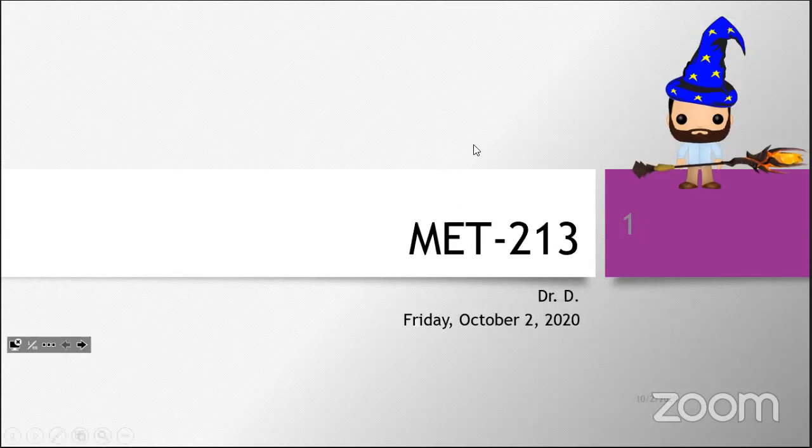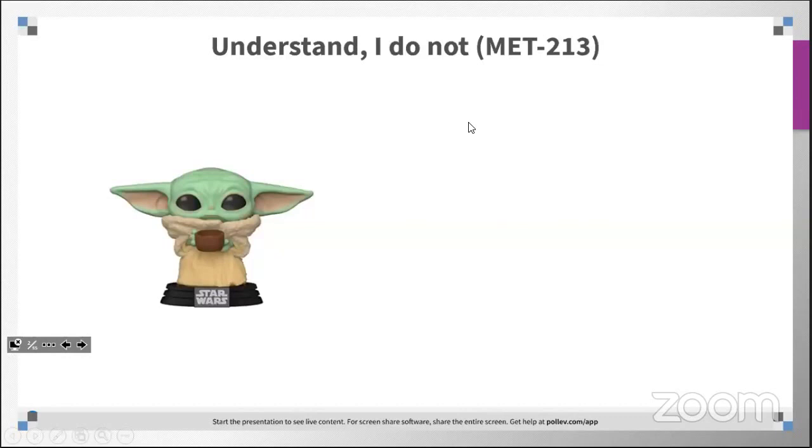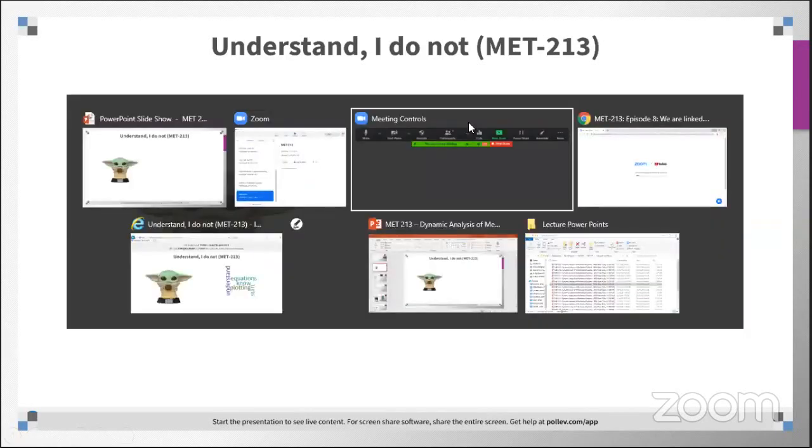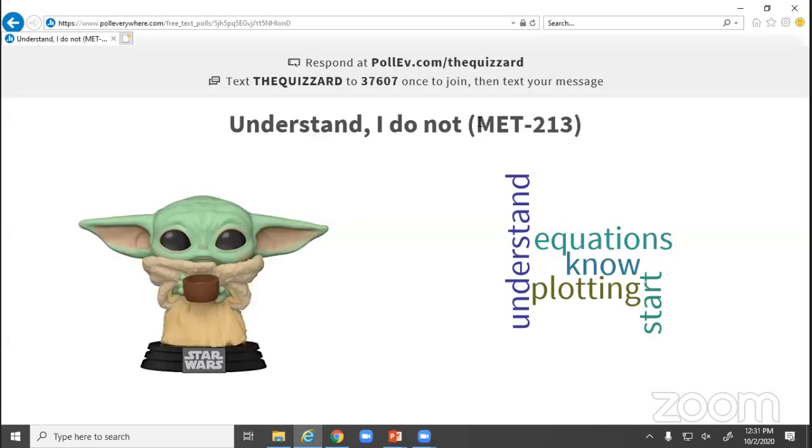All right, so what are we doing today? Well, first, let's take a look at what was going on last class. Someone wrote: understand equations, no plotting stuff. I'm confused by this. I don't know what we're talking about with plotting. Maybe we got hacked. Who knows?